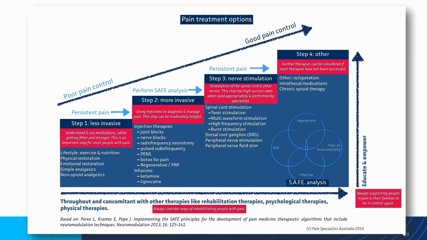This is what a treatment plan might look like. Starting with step 1, you're going to focus on lifestyle. You're going to focus on non-opioid medications. This is the wellness part of pain management, which we always forget about, or I see being forgotten about in some instances. There's the physical restoration, emotional activities and approaches.